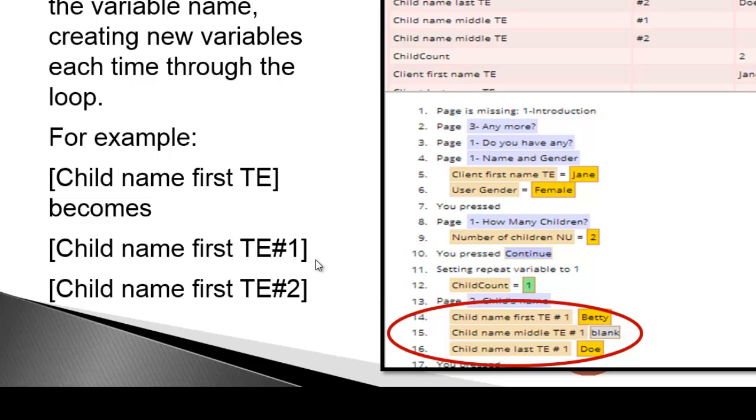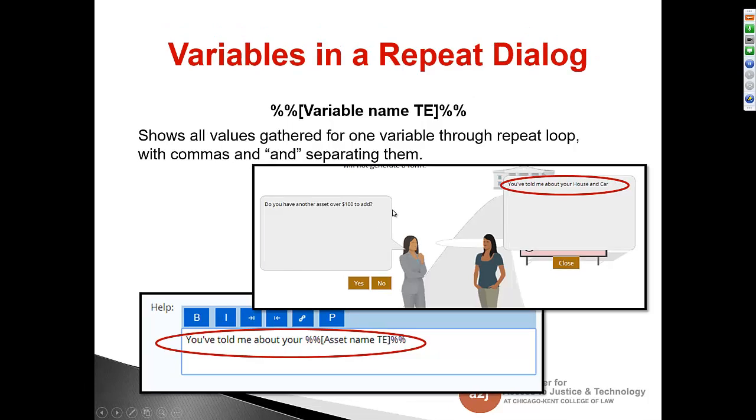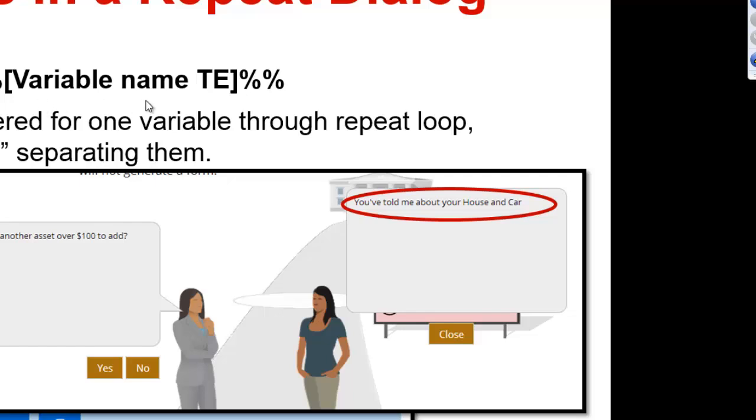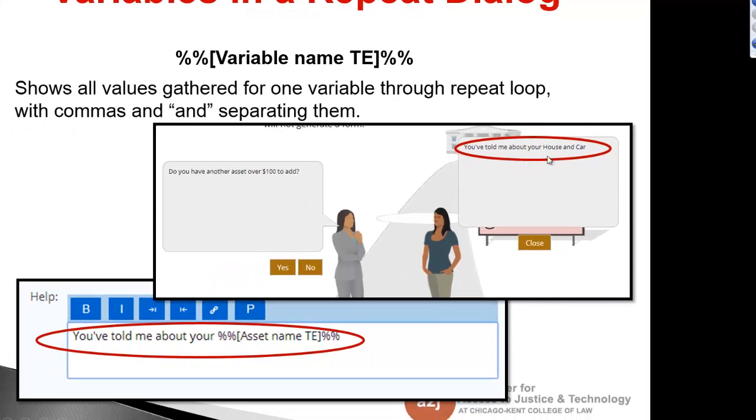But what if you don't know what the number will be? You can use variables in a repeat dialogue to show all the values. So here's the value, all the values held by this variable. So house and car are held within asset name TE. But if I did asset name TE number 1, only house would show up. If I said asset name TE number 2, only car would show up. And A2J automatically adds the comma and the "and," separating them out for you, so you don't need to do that. So if you want, in this example with the asset count, do you have another asset over $100 to add? I had the end user ask, what assets have I already told you about? And the guide avatar replies, you've told me about your, and whatever assets they've set. In this example, it's house and car.